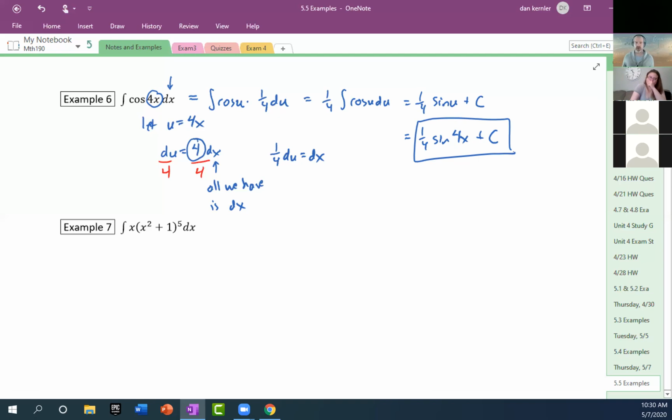So this is very common, where you have to adjust for this constant like this. Any questions on that first one?